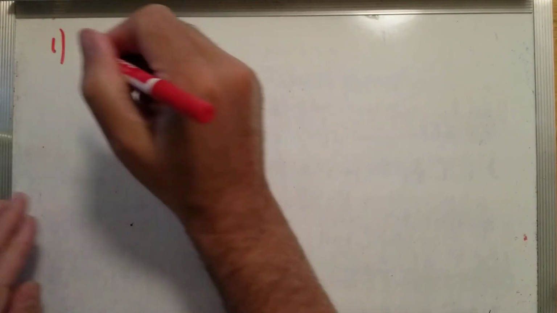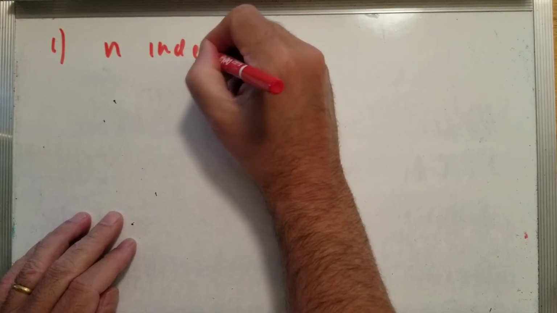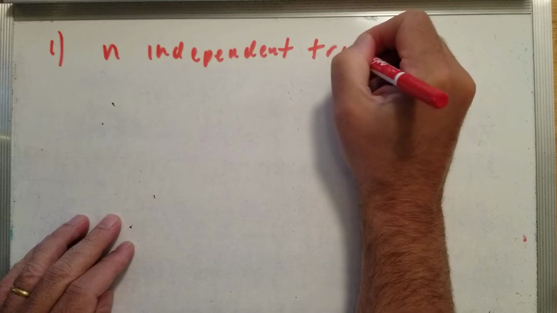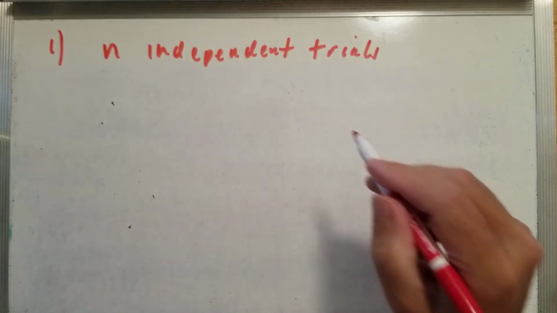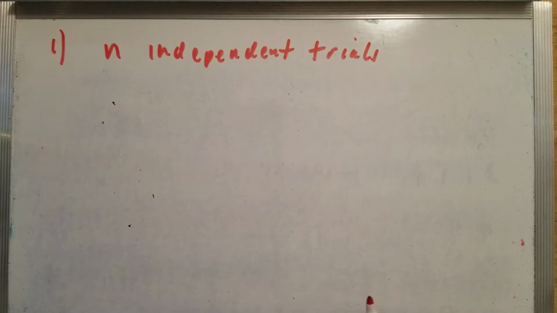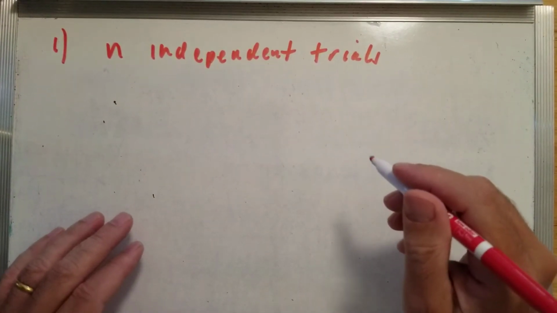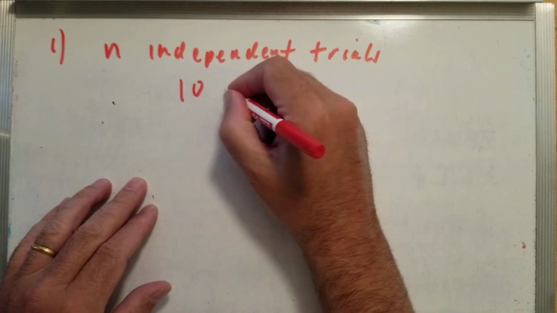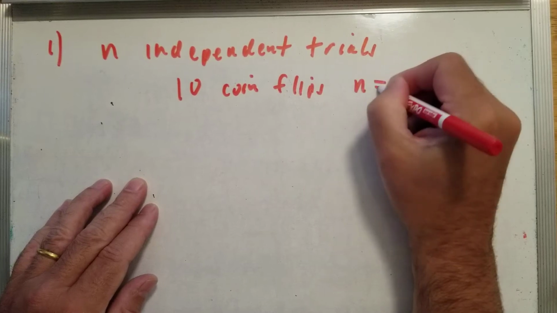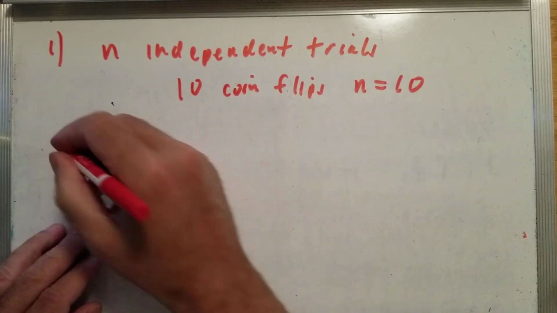Number one is that there are n independent trials. When I say independent, it means what happens on one trial doesn't affect the probabilities of the subsequent trial. And for the coin flipping, the 10 coin flips, so n equals 10. Each coin flip is an independent trial.